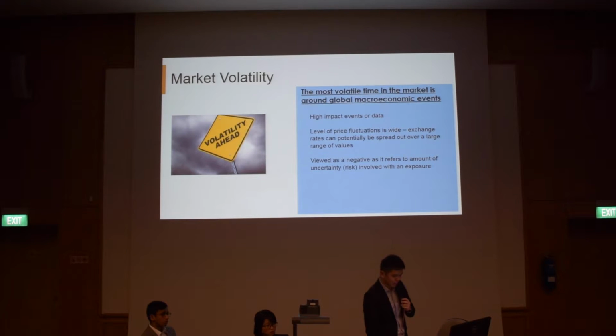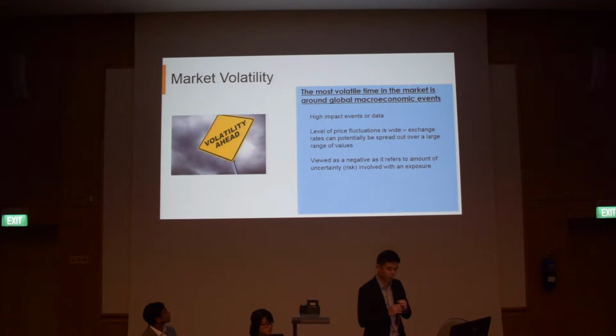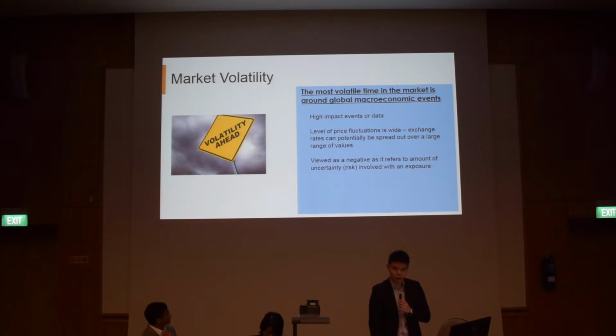So, market volatility. This idea of market volatility really ties back to the initial question that we asked about the methods of understanding global macroeconomic events. The most volatile time in the market is around the release of these global macroeconomic events, for example high impact events or data like GDP figures or interest rate decisions. When these figures are released, there could be a high level of price fluctuation. If we are talking about currencies, the exchange rate could potentially be spread over a large range of values. That implies a lot of uncertainty, which is also risk, as prices will be fluctuating within a very large band.